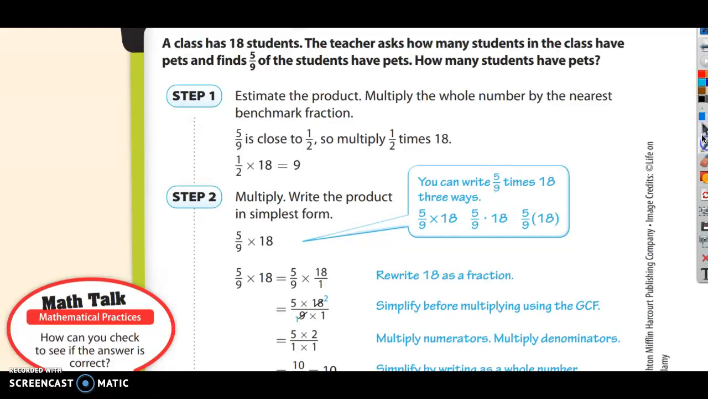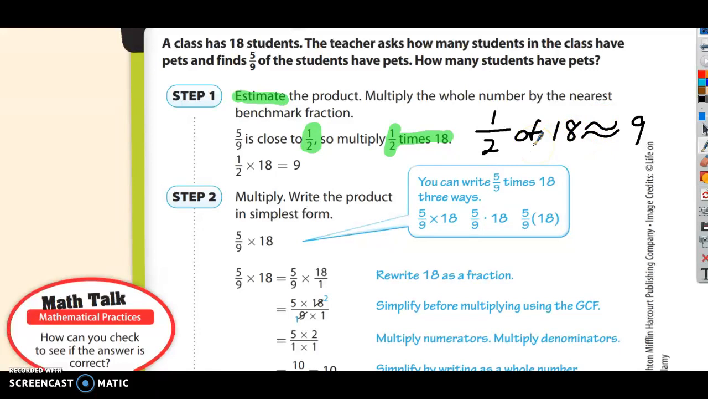So what you would do is you'd find 5/9 of 18. And one thing to do is to estimate first. So we're going to estimate by rounding 5/9 to a half. 5/9 is close to a half. And we're going to end up doing a half times 18. And a half times 18 is the same thing as a half of 18. Half of 18 is 9. So the answer is not going to be exactly 9, it's going to be about 9. This squiggly equal sign right here means about. So the answer is going to be about 9.